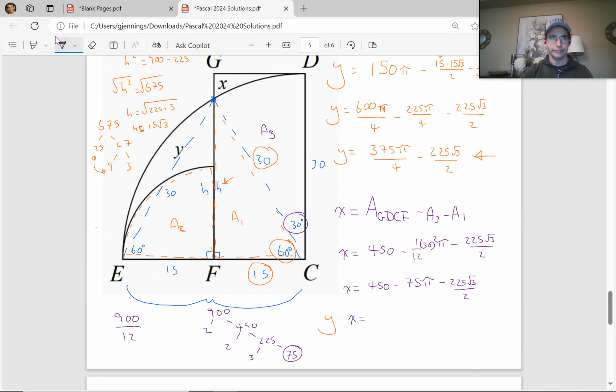I like writing out the thing I'm going to punch in my calculator because I'm old school. I like doing as much by hand as possible and then reaching for my calculator. Notice that these are going to cancel out, so we don't need to type them on our calculator. And then we're going to be minus x, so minus 450 minus 75 pi minus 225 root 3 on 2. That was exciting. There's my end bracket.